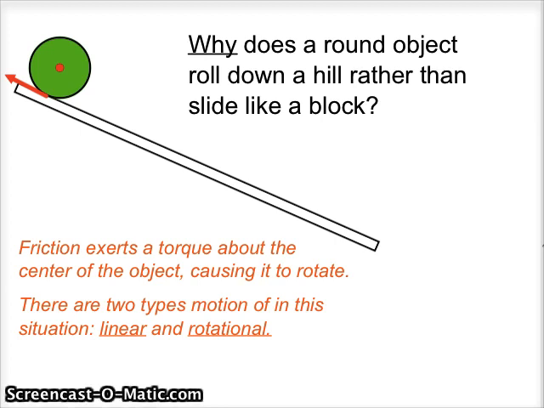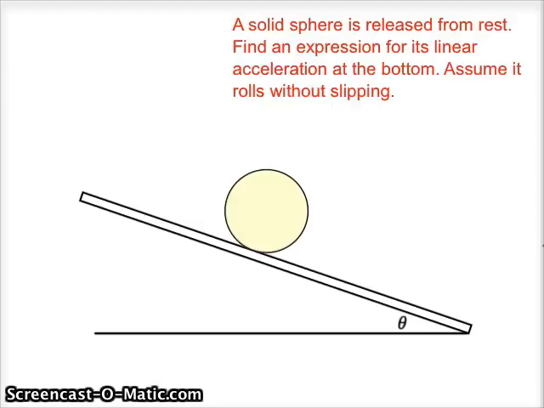It is the more traditional way of approaching this question, with friction exerting a torque and thinking very clearly about the two types of motion in this situation, the linear motion and the rotational motion. All right, so let's consider this specific situation, a sphere rolling down an incline, released from rest or pushed, it really doesn't matter. We are just going to look for the acceleration rate as it moves down the incline.